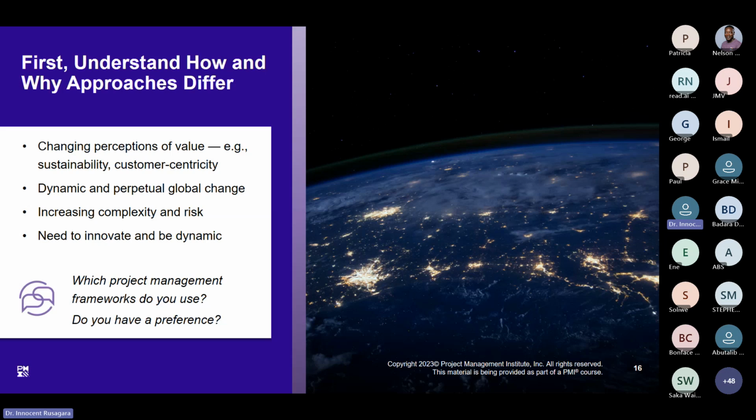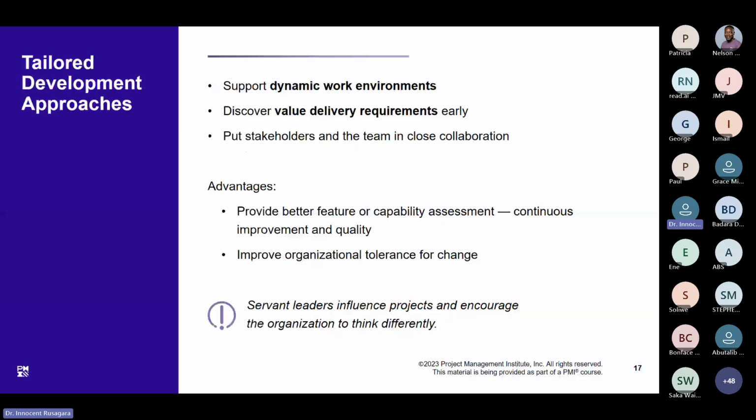But in brief, if the requirements are very clear, you use predictive. If the requirements are very difficult or even complex, now agile will be needed. That means you can't say this is the best approach. No, the approach will depend on the type of the project.